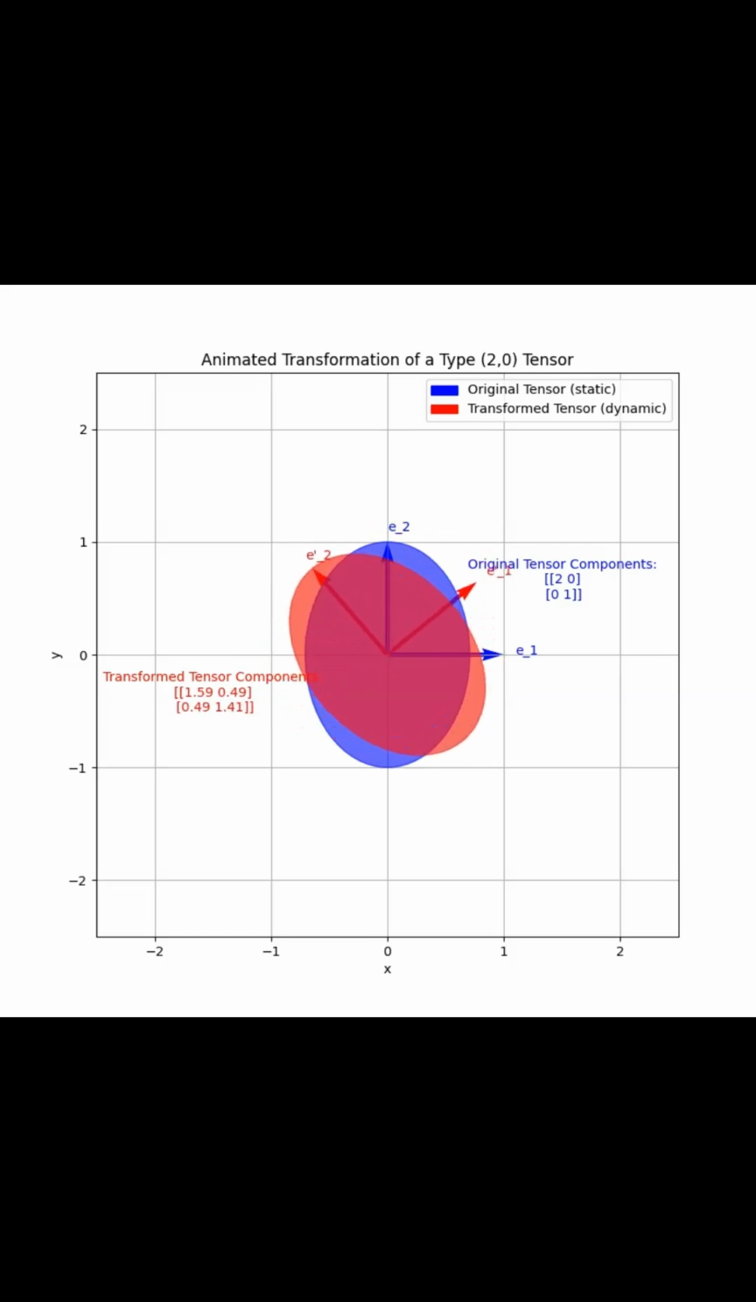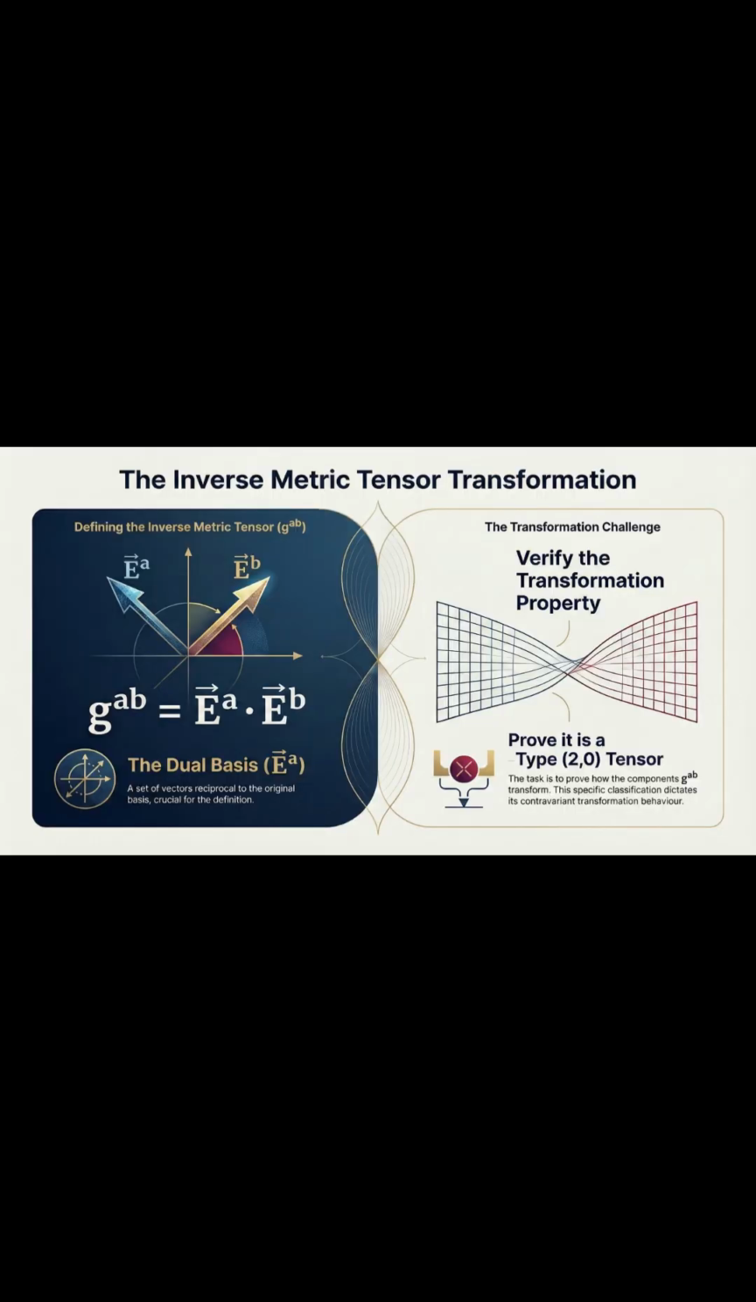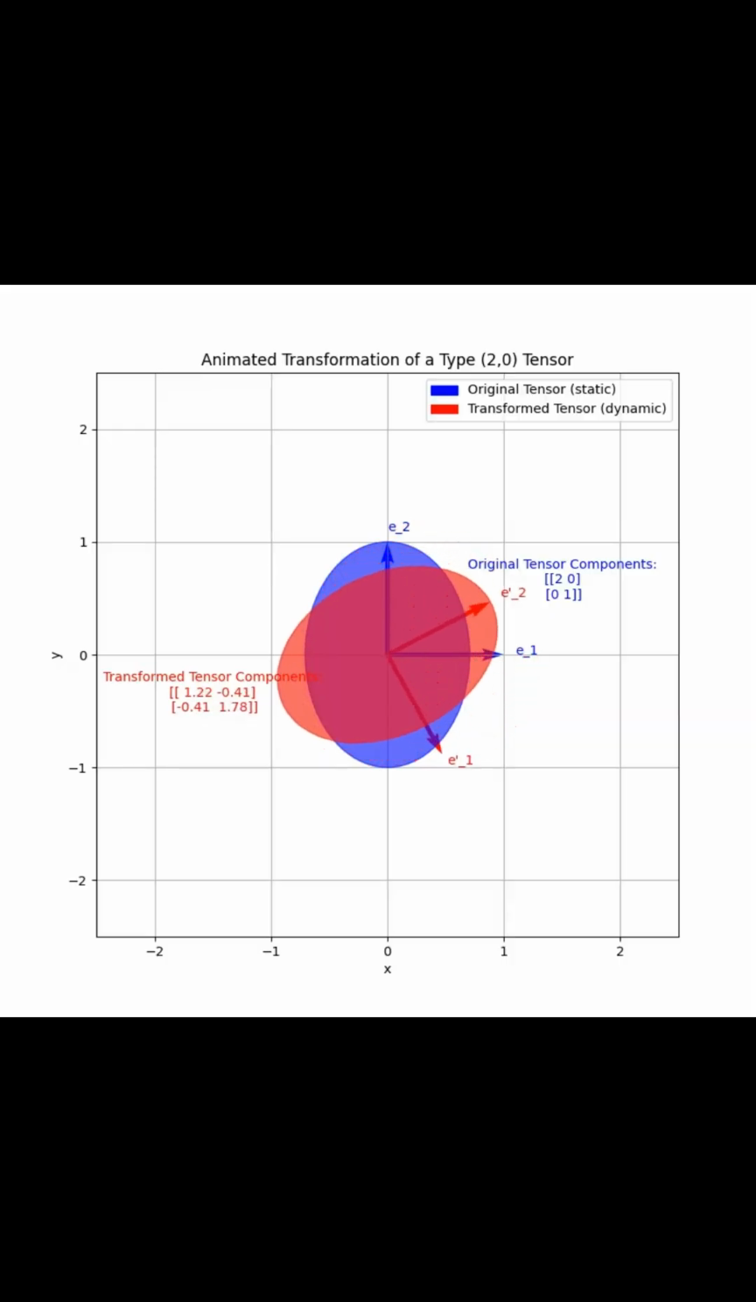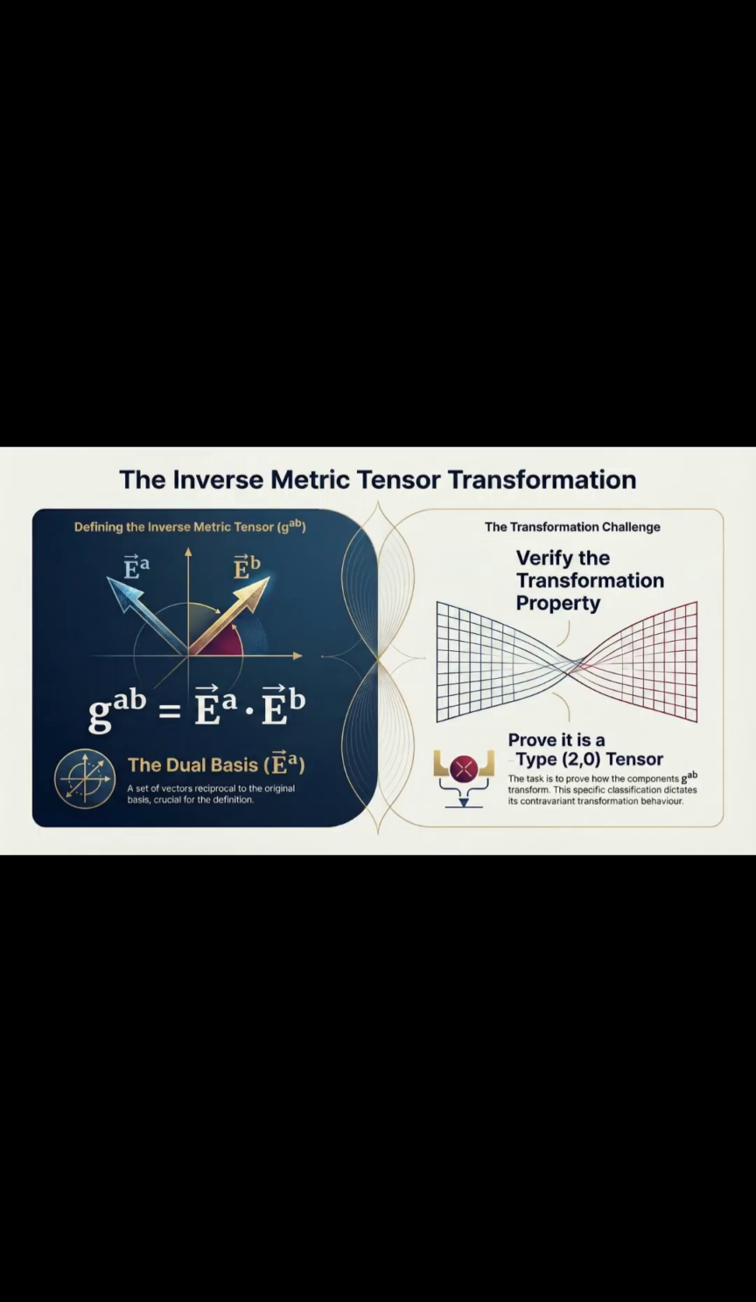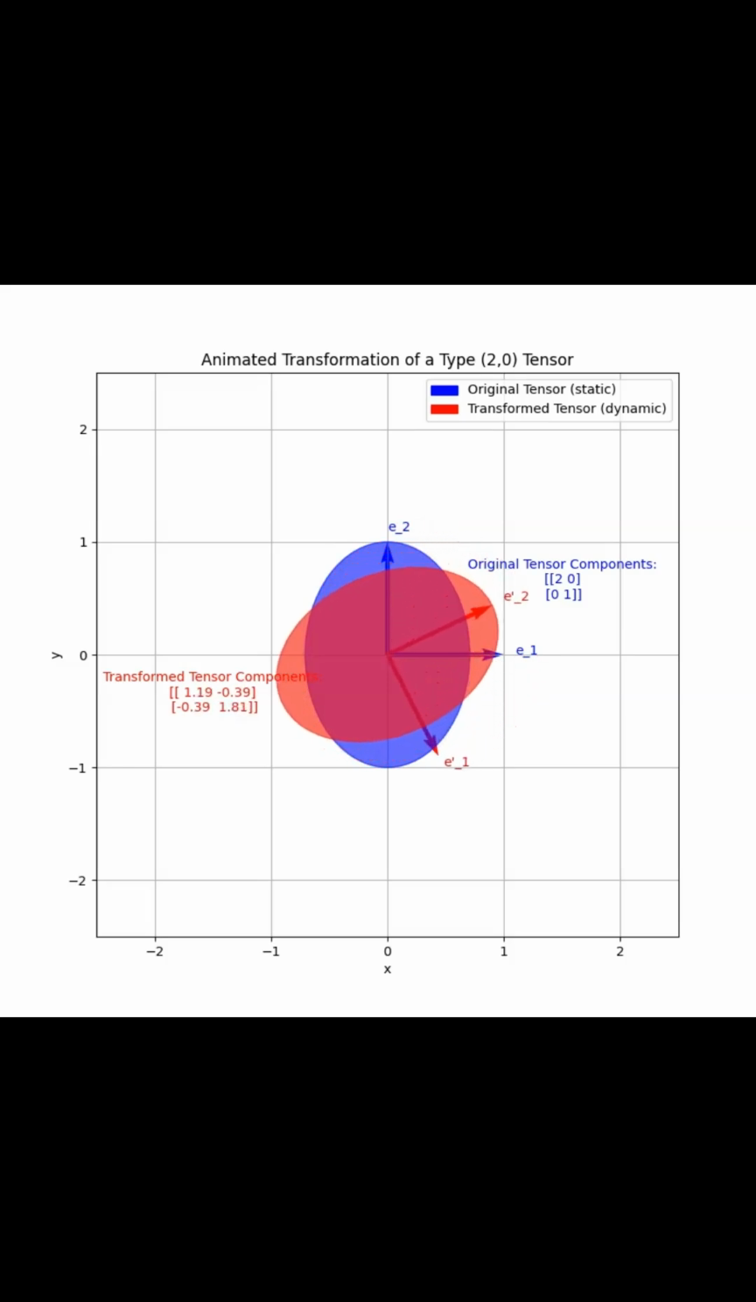Second, building on that, you have to distinguish between the object and its components. The underlying physical object itself is invariant. It's constant. It doesn't change. However, the numerical components we use to describe it depend entirely on the basis you select. They're just the mathematical description, and they have to follow very specific transformation laws when you shift coordinates.